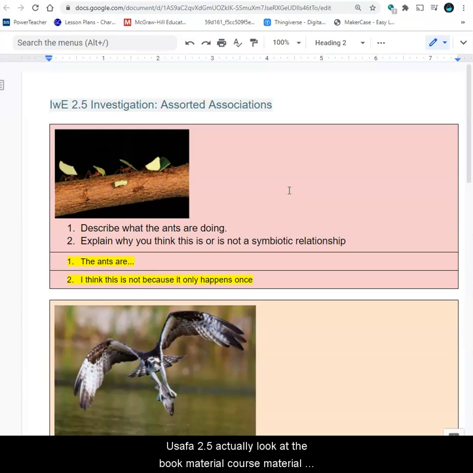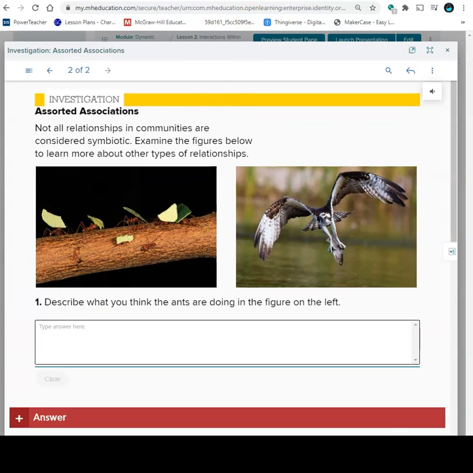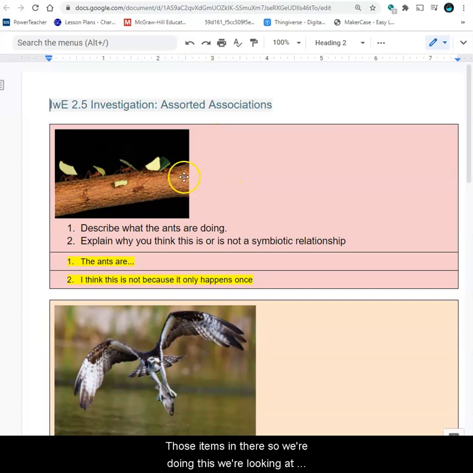So we start off with 2.5. It's not even necessary to actually look at the book material, the course material, as I pretty much just copied and pasted those items in there. So what we're doing is we're looking at this interaction between the leaves and the ants. And our first two questions are: describe what you think the ants are doing, and describe whether or not you think this is a symbiotic relationship.